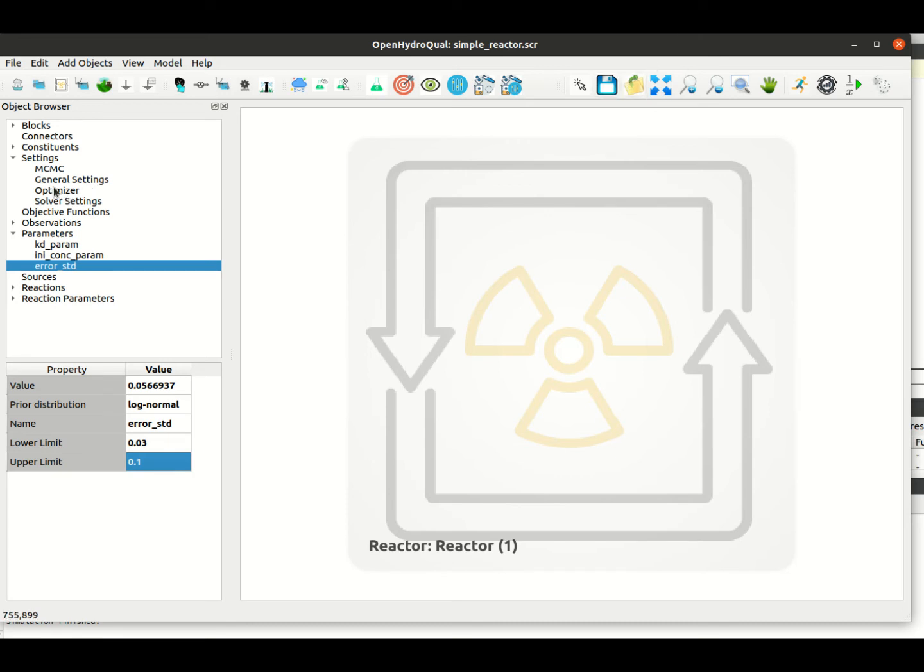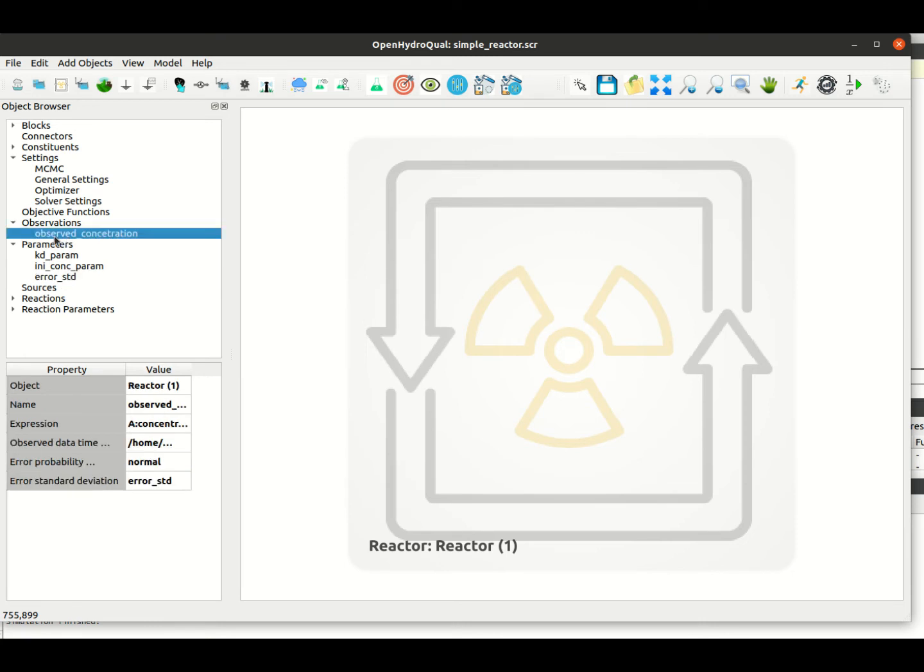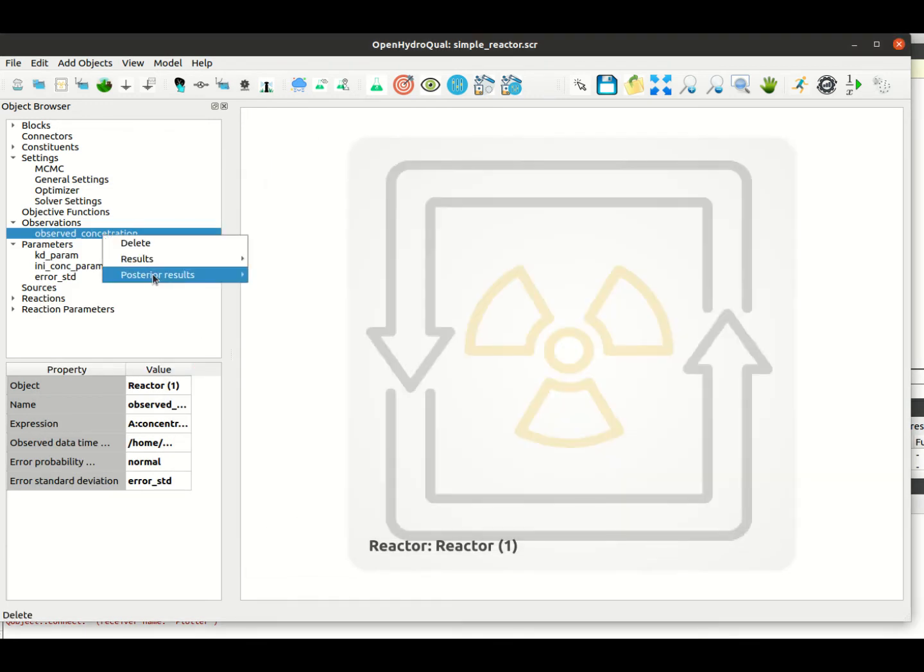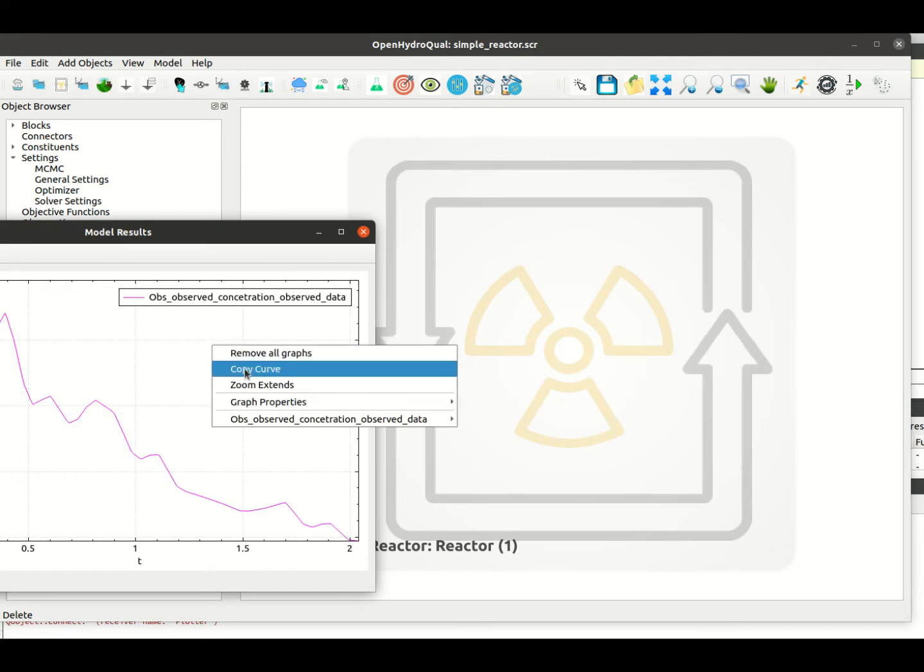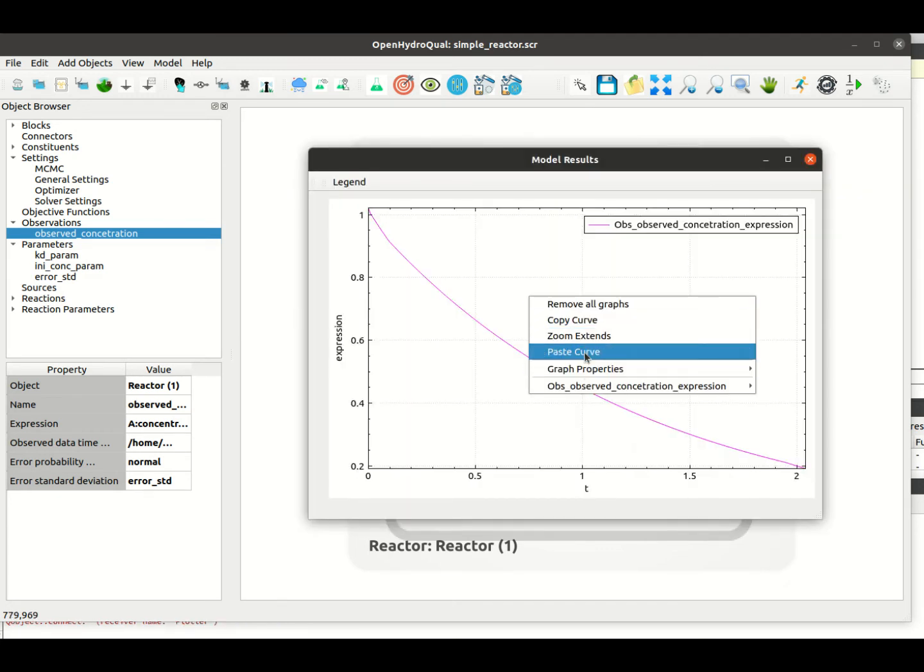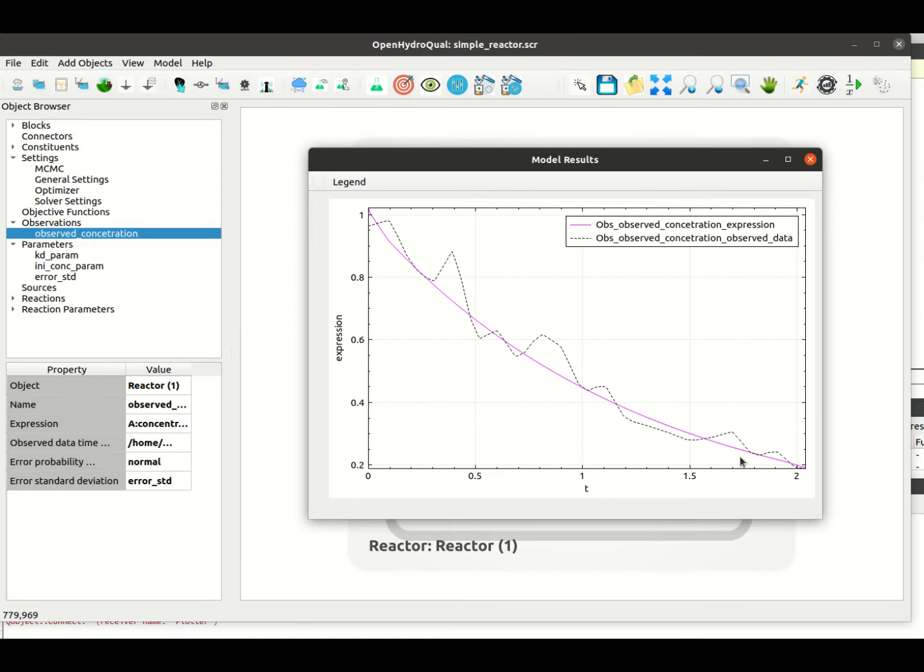By the way, we can also look at the match between our modeled and measured results right now, based on the estimated parameter values. If I go to observed concentration, I can look at the modeled results. This is the modeled results, and then we can also look at the observed data. I can copy the observed data and paste it on my modeled results, and you can see the match is better.